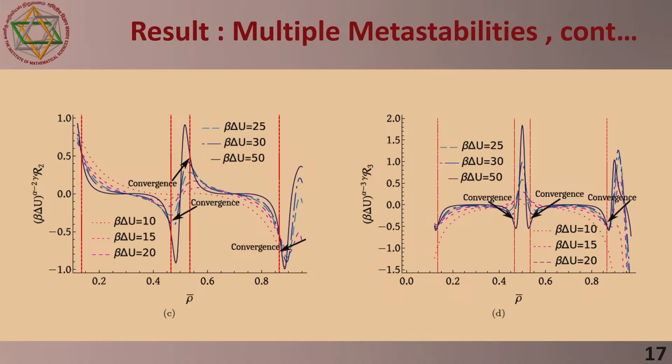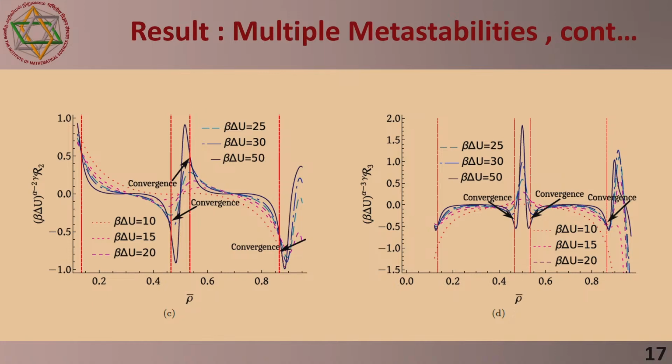In the next, we plot the response functions R2 and R3, the rescaled response functions, and these vertical dashed red lines are the actual positions of kinks. Again, the actual positions of kinks are determined from a minimum energy configuration argument, and we see that as we increase the beta delta u value, the peaks of the response function get shifted towards the actual positions of the kinks.